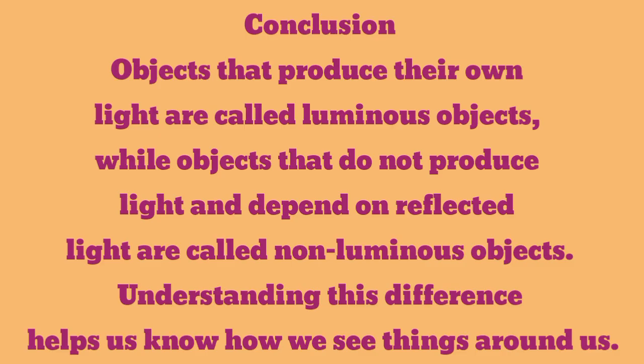So we can conclude that objects that produce their own light are called luminous objects, while objects that do not produce light and depend on reflected light are called non-luminous objects. Understanding this difference helps us know how we see things around us.